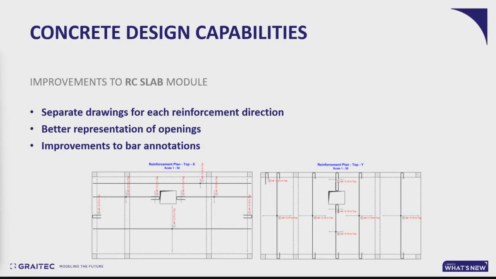The next, openings have better representation thanks to a special shadowing. And finally, we improved bar annotations, starting with better automatic generation, avoiding collision with other elements, to the possibility of changing manually positions of parts of descriptions. For example, the bar mark can be moved separately to the dimension lines of the distribution.